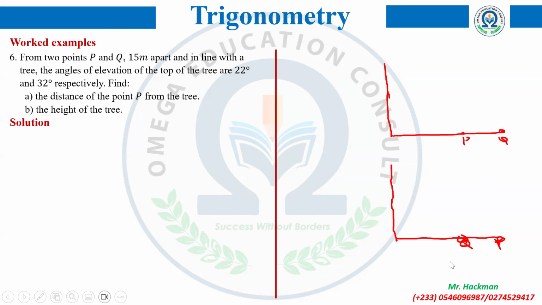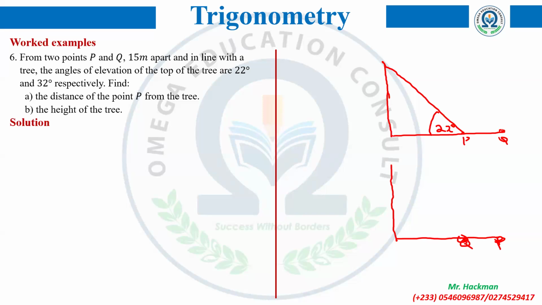This is what we are going to do. So now, if I'm at P, and I want to sight the top of the tree, I need to move through a certain angle. So if I join P and the top of the tree, we are told that when we are at P, and you want to sight the top, what is the angle? 22, is that not it? So it means this angle will be 22. Is that clear?